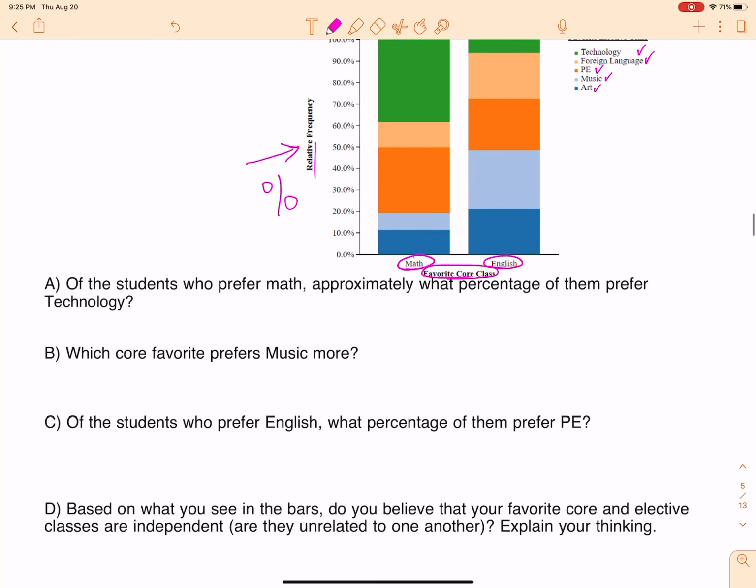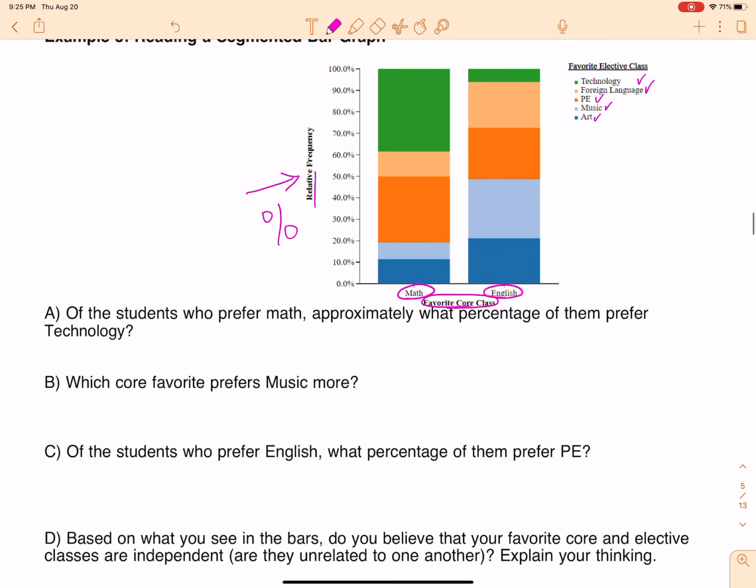So part A of question 3, of the students who prefer math. So we're looking in this first bar chart here. Approximately what percentage of them prefer technology? Well, this is pretty easy. All we got to do is look at this line right here. So I'm going to go about 38%, something like that. I would definitely go over 35 and I wouldn't go to 40, but anywhere in the middle there is going to work for you. So if you said 36, 37, 38, 39, you're all good to go there. So it's just about 38%.